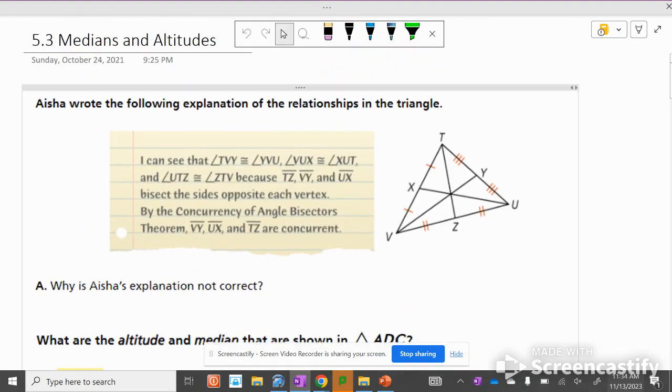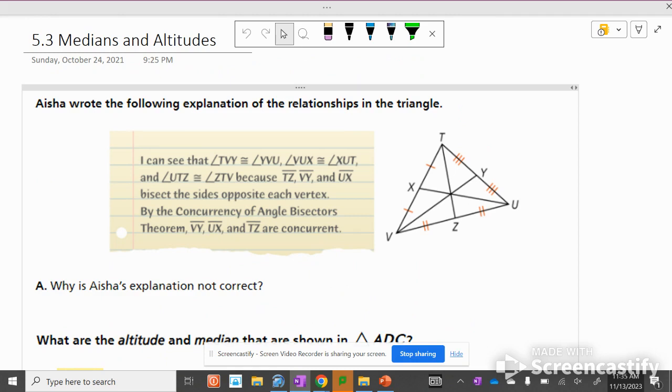Okay, here we go. Medians and altitudes is what we're working on today. Aisha wrote the following explanation of the relationship of this triangle. She said, I can see that angle TVY and YVU are congruent. She said that VUX and TUX are congruent, and UTZ and VTZ are congruent. So then these must be congruent. Why is it not correct?